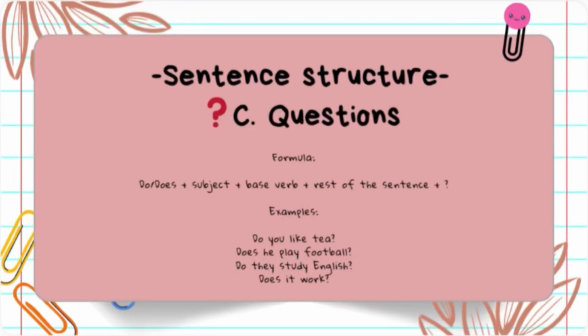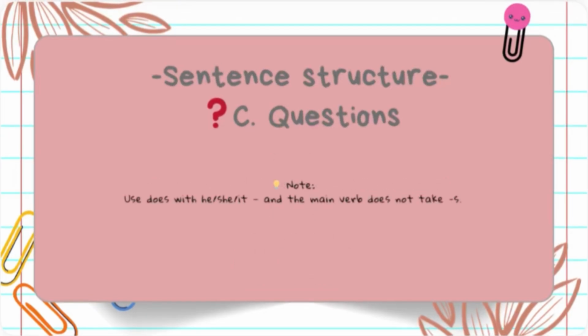Questions. Structure, do or does, plus subject, plus base verb, plus question mark. Examples, do you like tea? Does he play football? Do they study English? Does it work? Rule, use does with he, she, it. The main verb stays in base form.